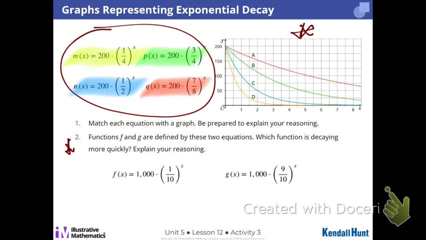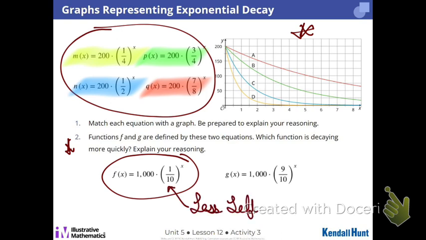Which one is decaying more quickly and how do you know? Elliot. I think f of x is decaying more quickly. But 1/10 is less than 9/10. 1/10 is how much is left. Yeah, so there's less left. So it's going to decay quicker. Approach, like I said, I like how Hallie said earlier, approach 0 more quickly.